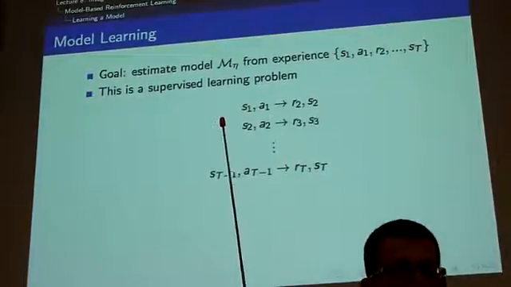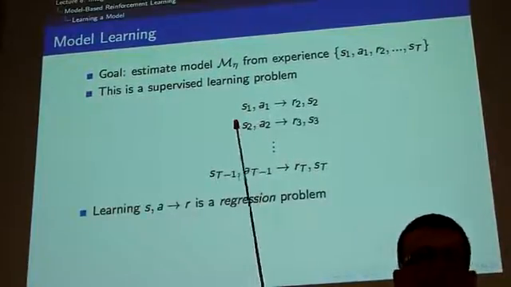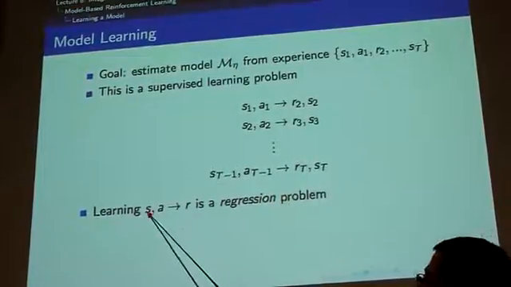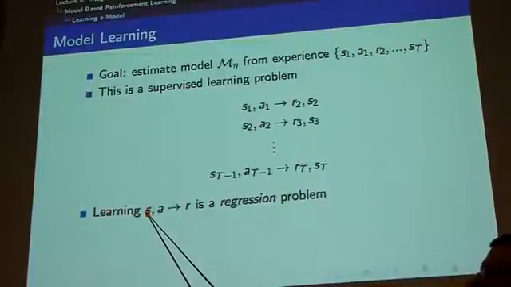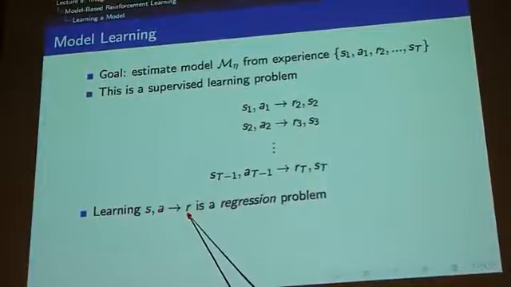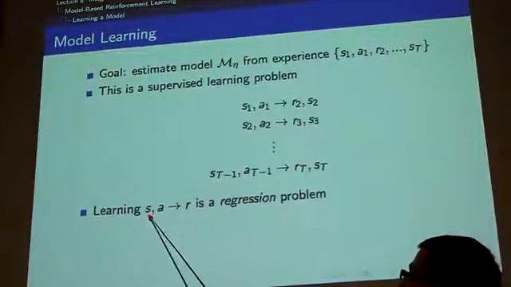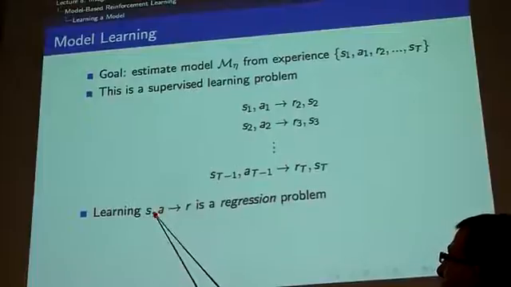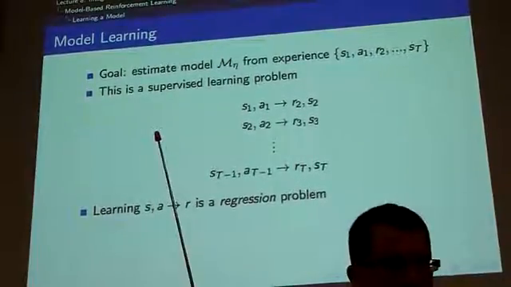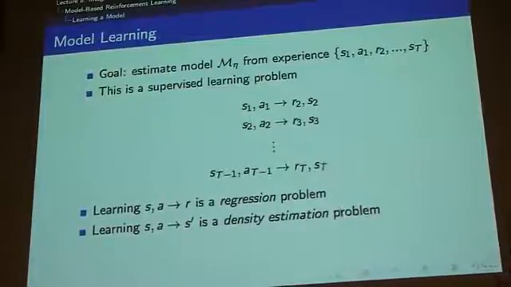So this is a supervised learning problem, and it's got two parts to it. There's a regression problem: if I'm in a particular state S and I take a particular action A, what will the reward be? That's learning a reward function. The reward function is just a straight regression problem, regressing from state and action to reward. Classic regression. We've also got a density estimation problem.